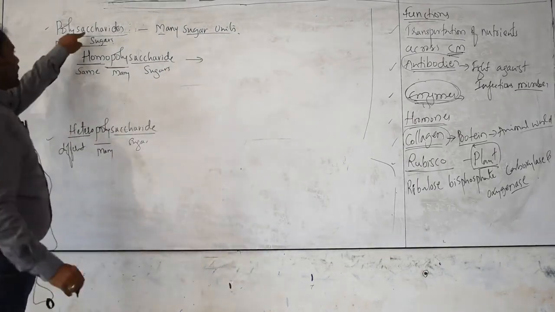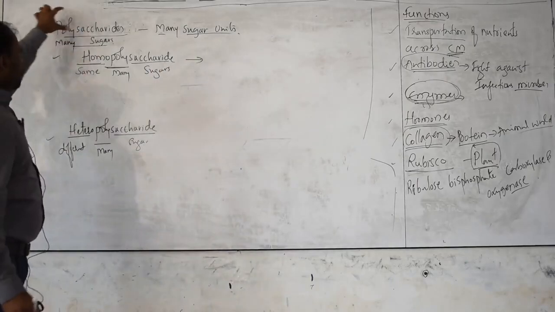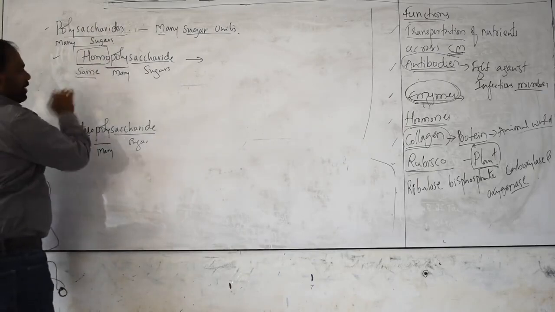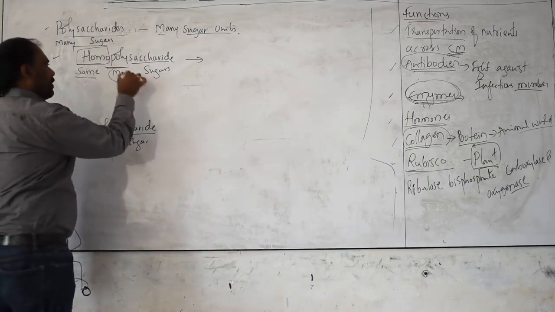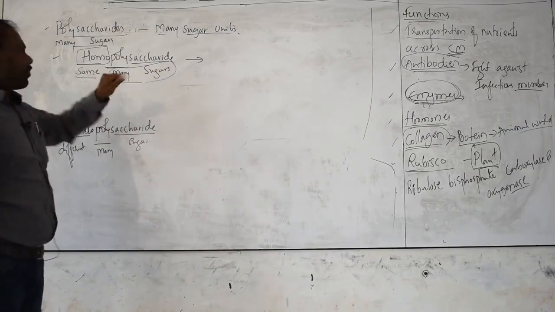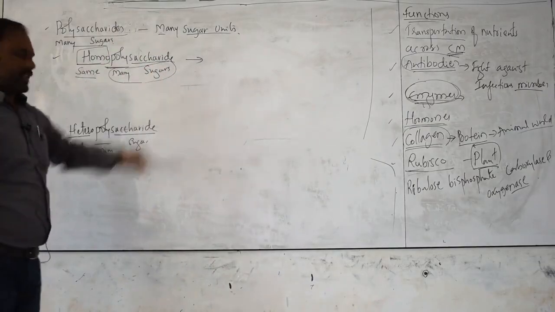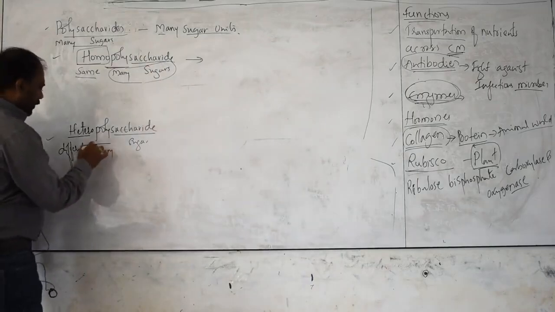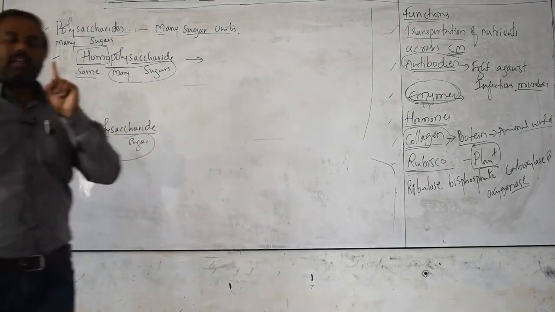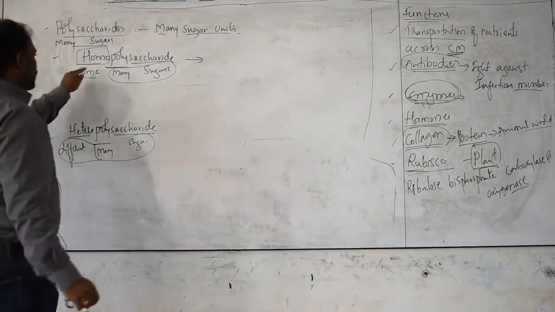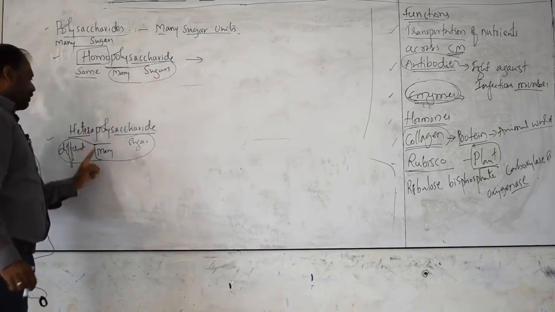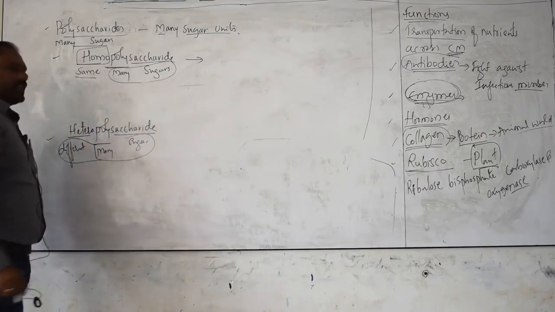A polysaccharide is nothing but a carbohydrate. A polysaccharide made up of the same many sugar units is called a homopolysaccharide. Again, many different sugar units are called a heteropolymer. So many same sugar units are called a homopolysaccharide, and many different sugar units are called a heteropolysaccharide.